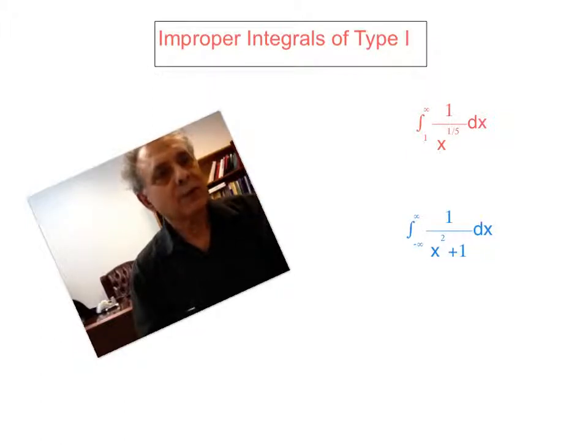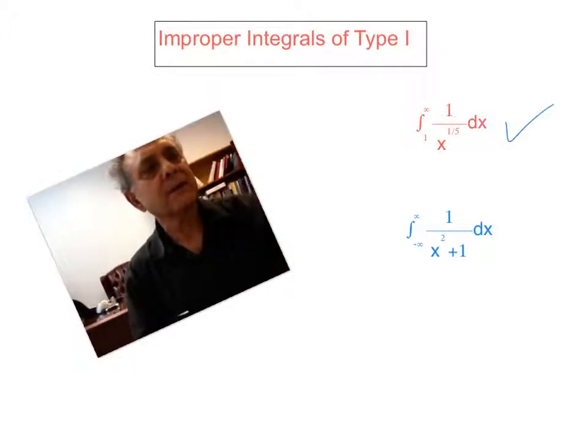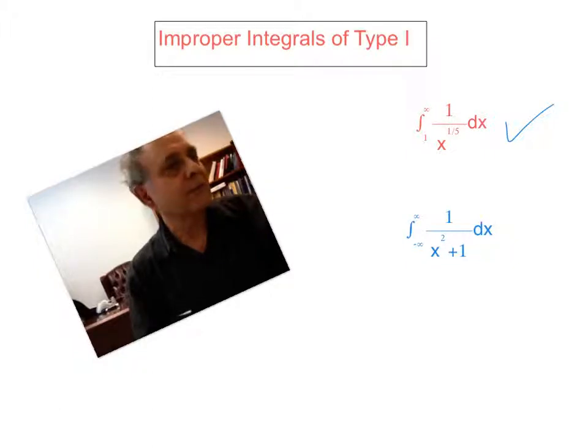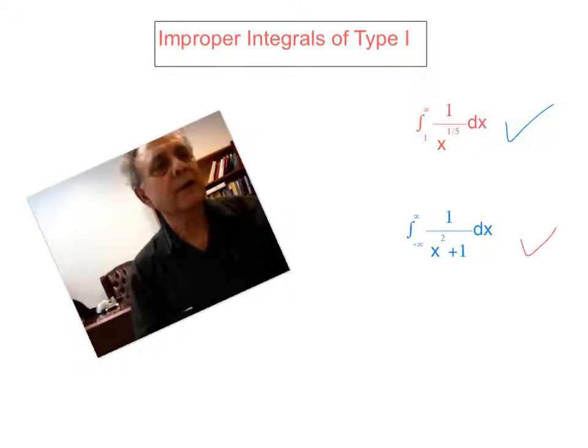We are going to consider a couple of examples of improper integrals of type 1. The first one is where the upper limit is infinite, and the second one is where both limits are infinite. One is negative infinity, the other is positive infinity.